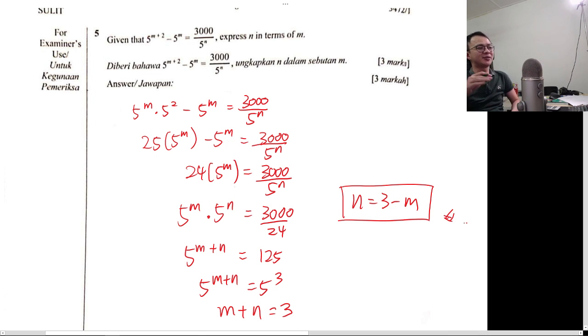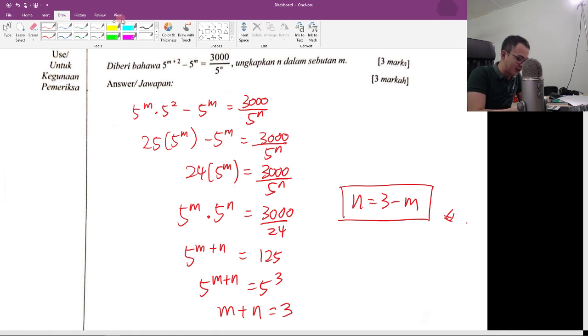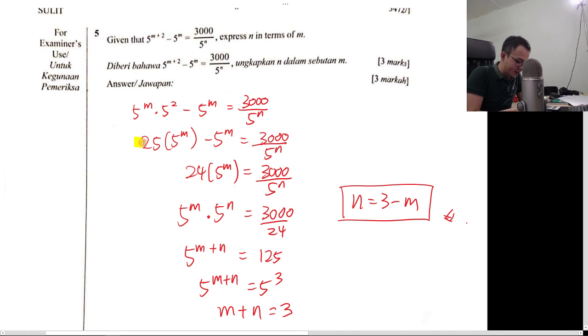Basically you just need to solve the equation. I think the only challenging part in this question is this part, because a lot of students do not know how to minus them, because you might not see that you will get 24 times 5 power m. If you do not know how to minus them, it's actually quite simple. You substitute 5 power m as k. Then you have 25k minus k, then you get 24k. Then remember to sub it back.